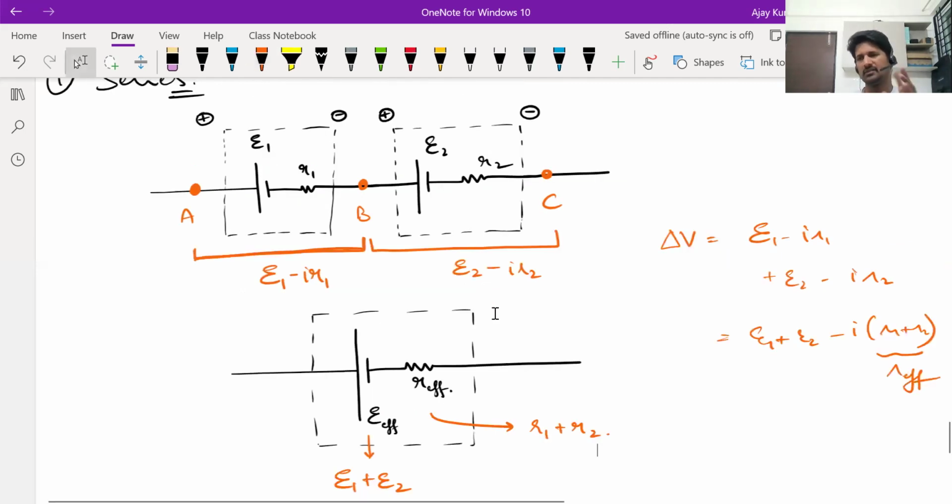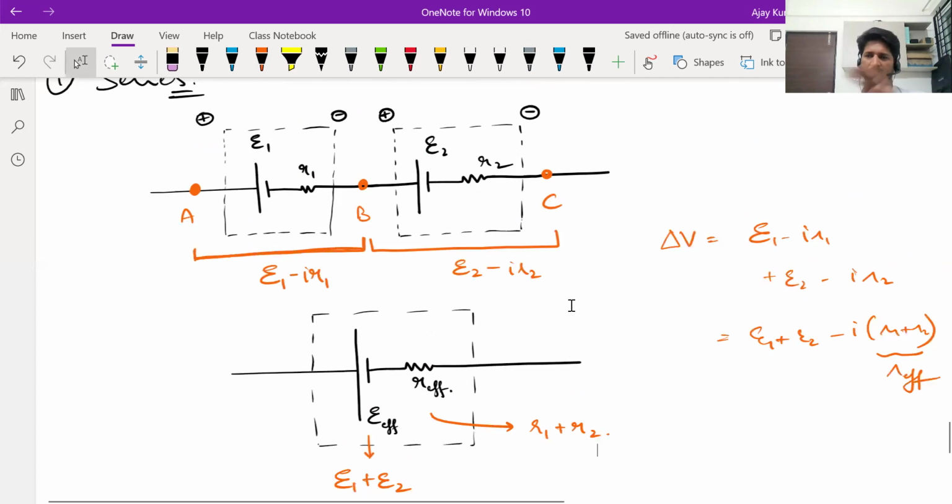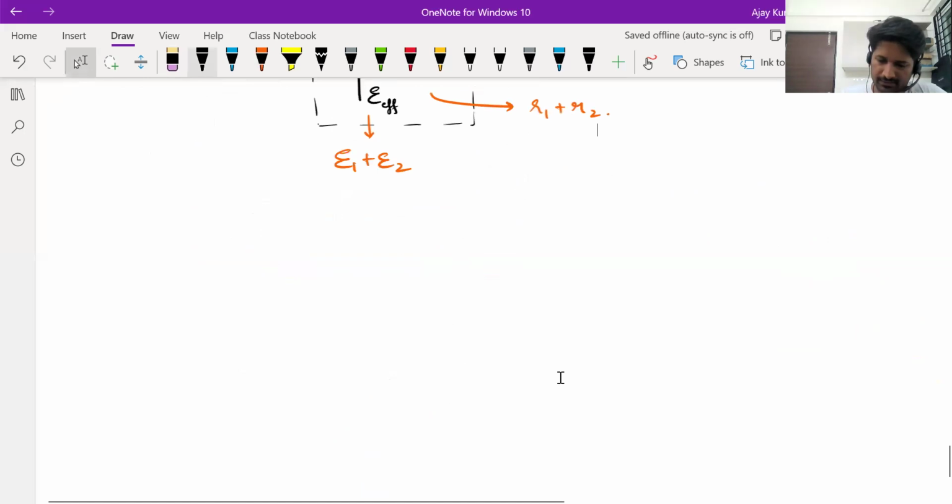We'll also discuss the case when one of them is connected in reverse. We'll come to that. But from this, it seems like the effective EMF is E1 plus E2. You just have to add the EMFs. The effective resistance is R1 plus R2. You just have to add the internal resistances. If there is a third one, you add the third one also. Now let's consider a slightly different case.